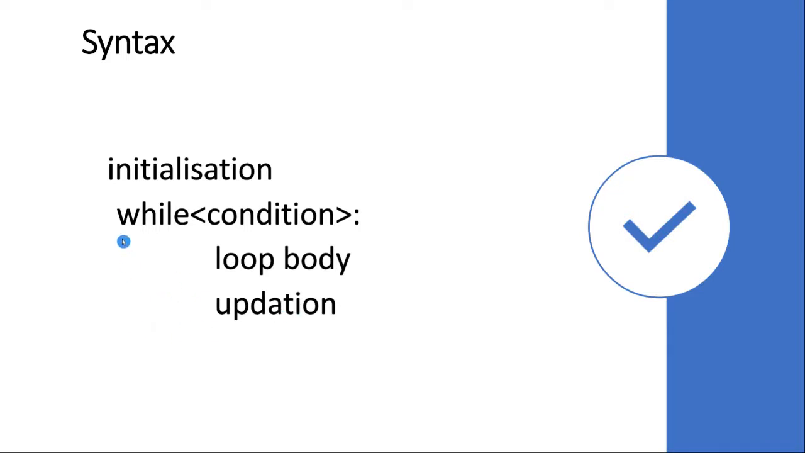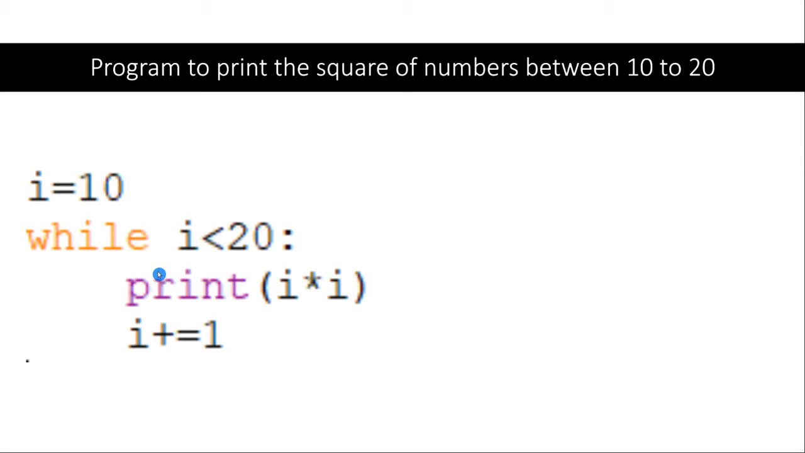So when the next statement is starting, it should start near the margin. So indentation is also very, very important in Python programming. Now let us have an example. Program to print the square of numbers between 10 to 20. Square of 10, square of 11, square of 12. So it will go on like that, and then the value will be printed until square of 19.